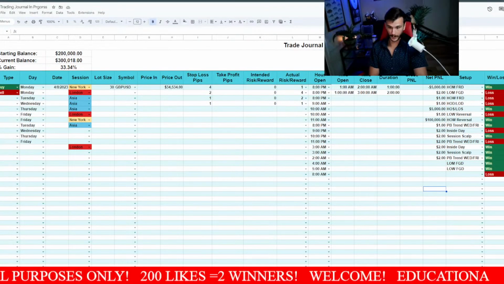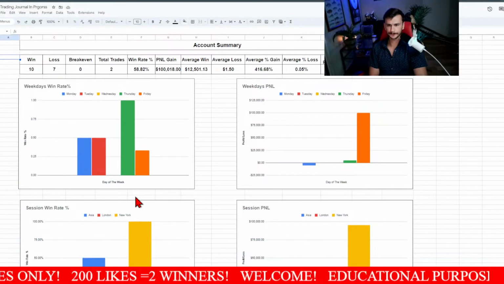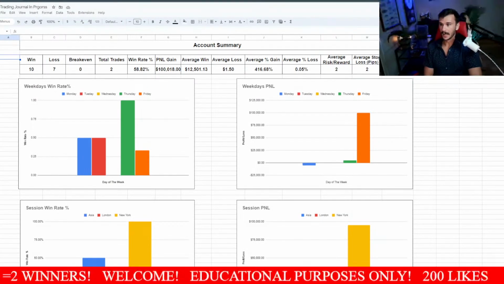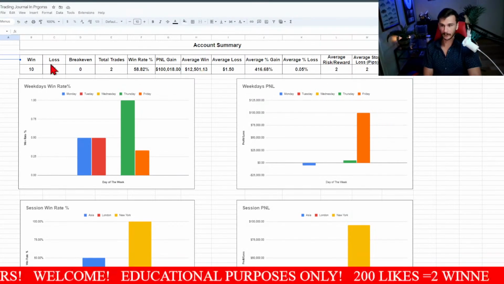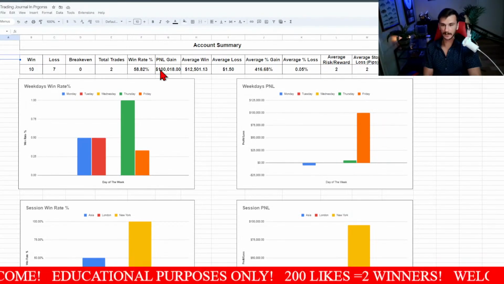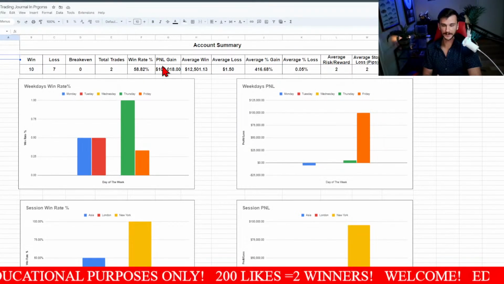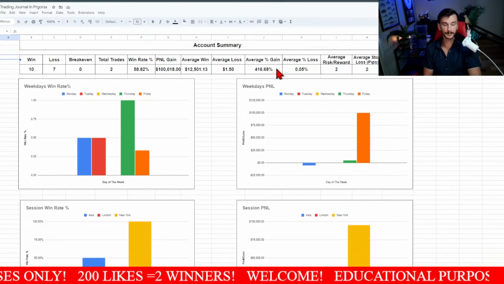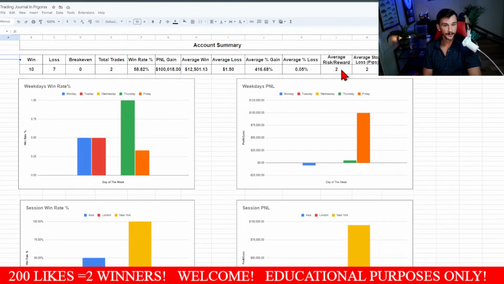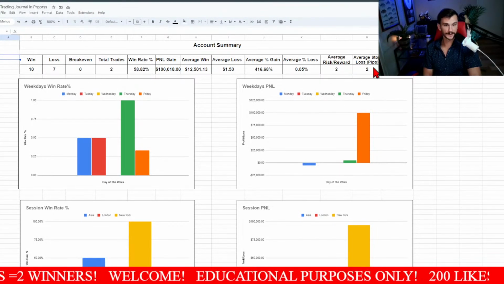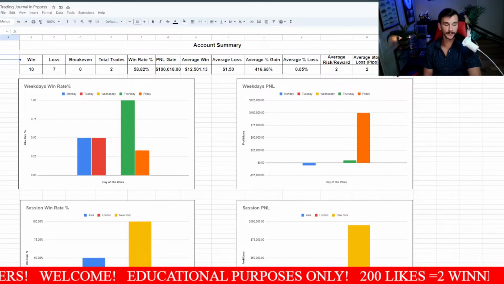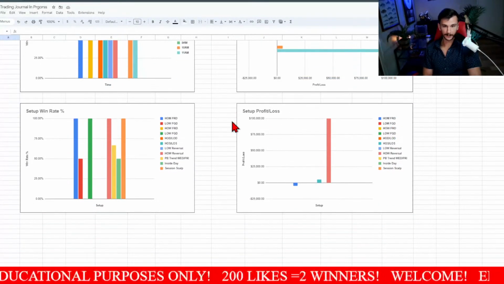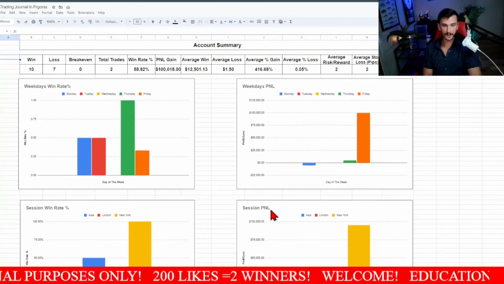However, when it's done, and it's getting close, I've got pretty much everything that you could ever really need out of a trade journal. It's all interactive. Everything moves with one another. Win rate percentage, P&L gain. This is the overall account summary. Average loss, average percent gain, average percent loss. Your average risk to reward, average stop loss in pips, your average time duration that you're in a trade. I'm still working on it, of course, but most of your graphics are up here.